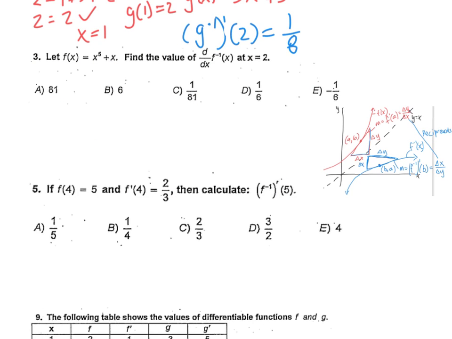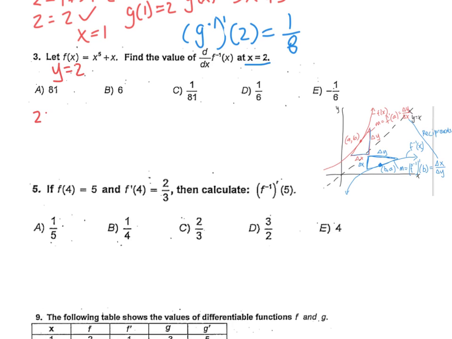Okay, now let's take a look at question number 3, and that's let f of x equal this function x to the fifth plus x. And it wants us to find the value of the derivative of my inverse at x equals 2. I'm going to use the same concept of my picture here. So what I want you to see here is that x equals 2 is a point on my inverse, that's the x value. That means that y is equal to 2 on my function. So we need to find what x is.